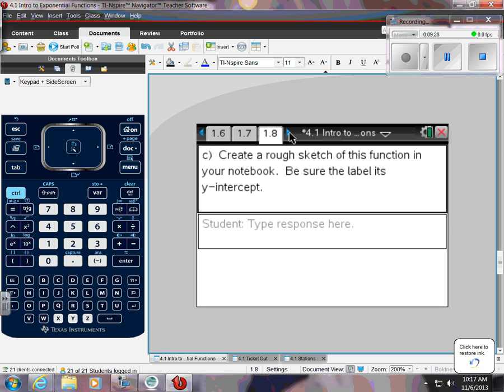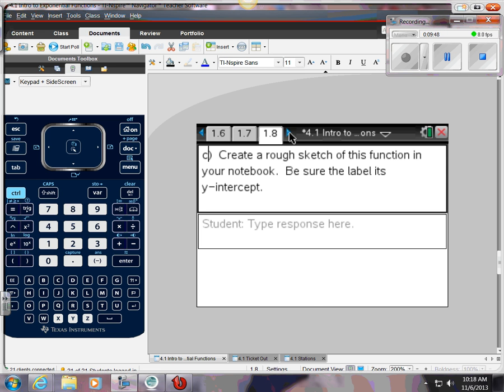All right, so we're going to create a rough sketch. You're going to do this in your notebook. I want you to create a rough sketch of this function. I don't want you to graph it in your calculator. I want you to take the information that you just gathered. You know it's increasing. You know the y-intercept, okay? I want you to do a rough sketch of this function. Make sure you label its y-intercept.